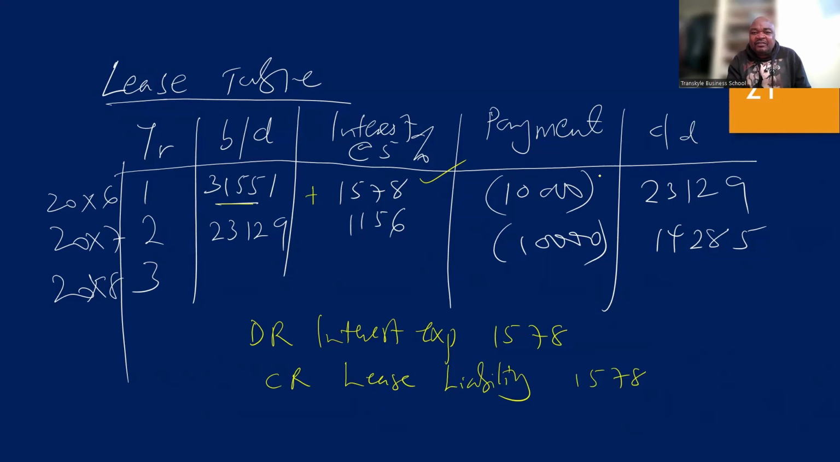Then for the payment, the payment has the impact of reducing the liability. So we are debiting the liability, isn't it? Debit lease liability by 10,000 and credit cash. Money is leaving our bank.